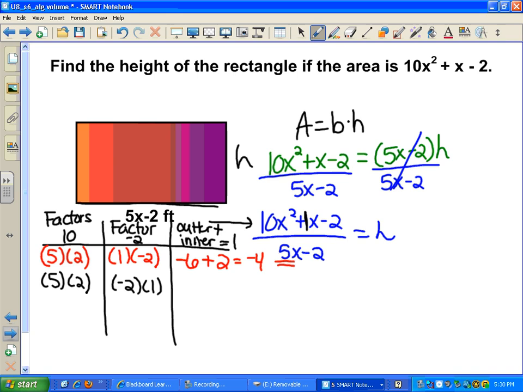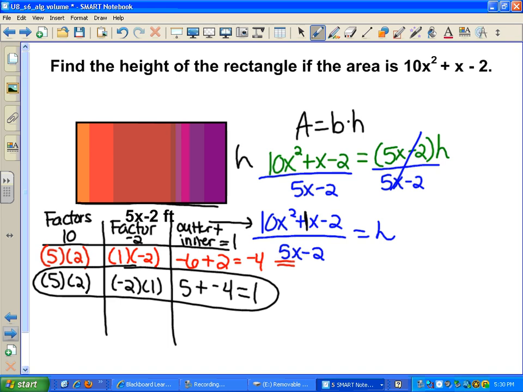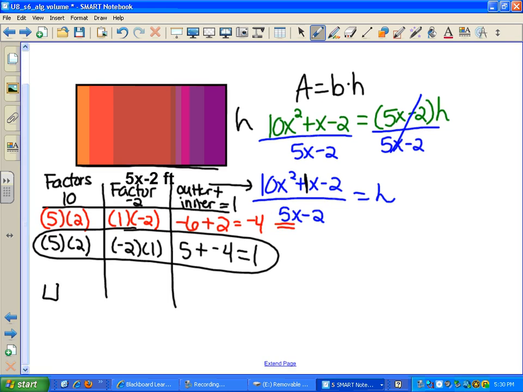So if I take the outer, 5 times 1 is 5, plus the inner, 2 times negative 2 is negative 4, and I get a 1. Well, there we go. We found our numbers. So if we think back to our pattern that we learned in our last video, the first two numbers represent the first two numbers in my parentheses. And then the last two numbers, so the factors of negative 2, represent those other boxes.